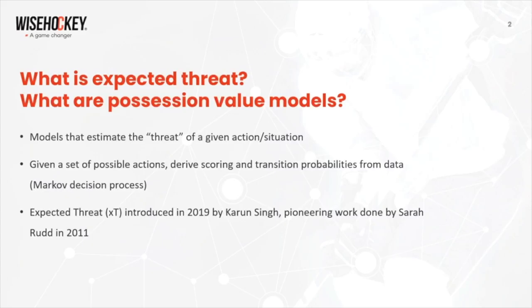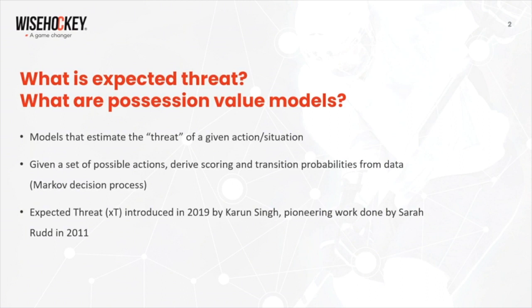So, what is expected threat anyway, and what are possession value models? Simply put, they're models that estimate how dangerous a given situation or action is in a game. Each type of possession value model is more or less based around a set of actions for which transition probabilities and rewards are derived from data. And this is done for all game states. For those who are familiar with mathematics, this basically describes a Markov decision process.